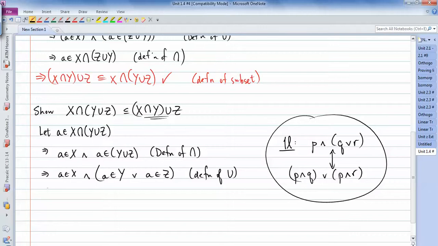Okay, so 1L, if I apply those over here, where this is my P, this is my Q, this is my R, then I'm going to end up with A as in X and A as in Y, or A as in X and A as in Z. And so that's definition. Oh no, sorry, that's theorem 1L, or tautology 1L. Okay, so let's see now.